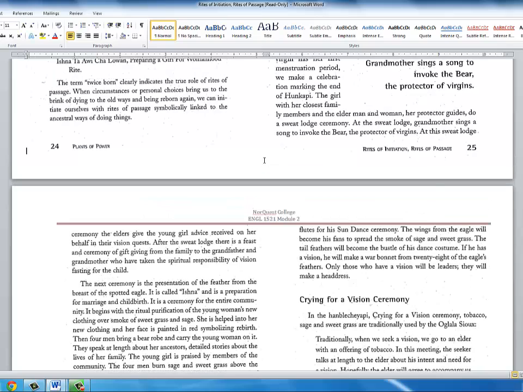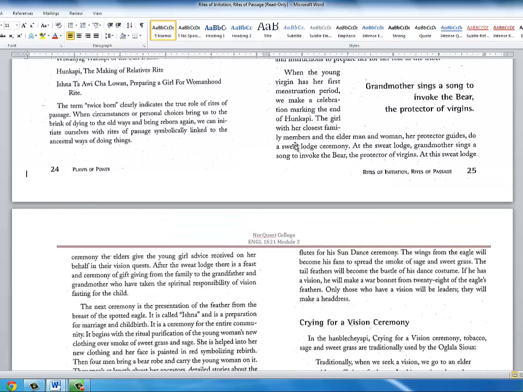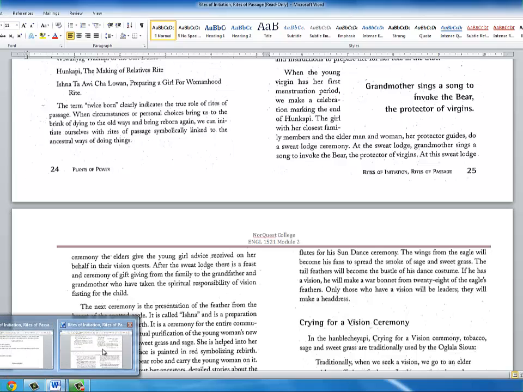All right, what's important here? I think it's important that Hunkapi ends when the girl gets her first period, and also that a sweat lodge takes place at the end of Hunkapi. So let's add that to our outline.